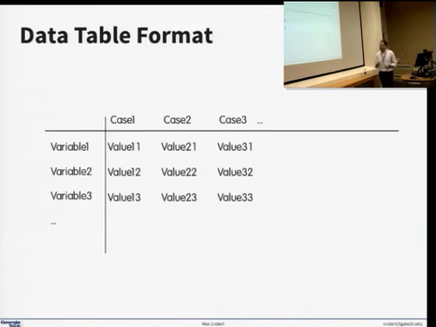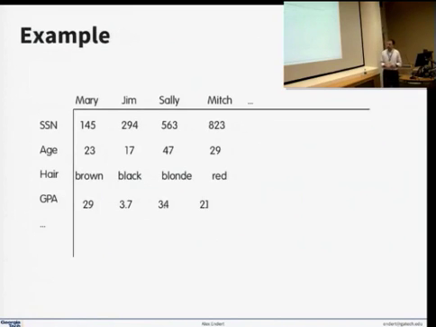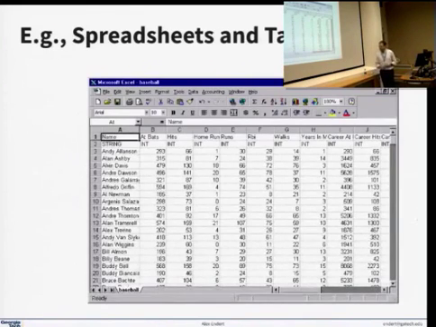Right, so if you map that schema onto tables, what we oftentimes get is something like this, where you have cases and variables and then values for those, like you would in an Excel spreadsheet. If you actually fill this in, you have some ID for Mary, 145, you have an age, hair color, GPA, and so forth. Pretty simple, and ultimately it leads us to representations, which are visualizations that look like this.